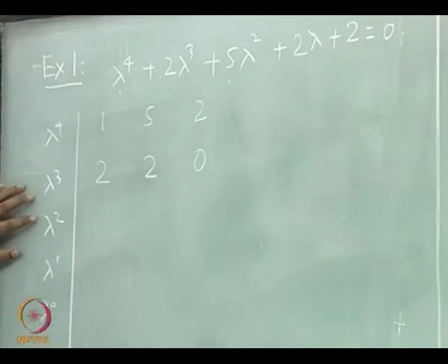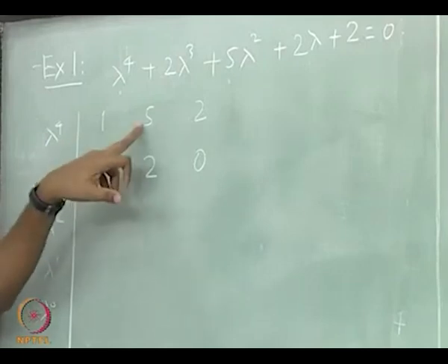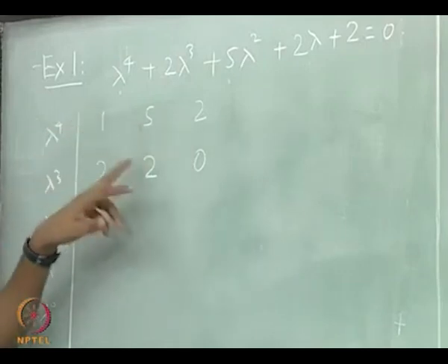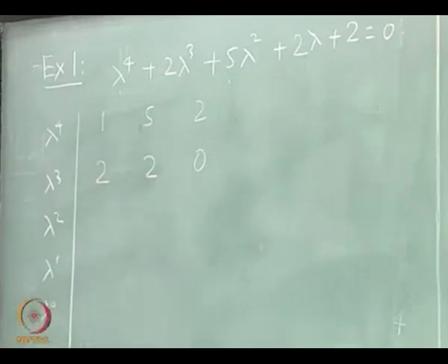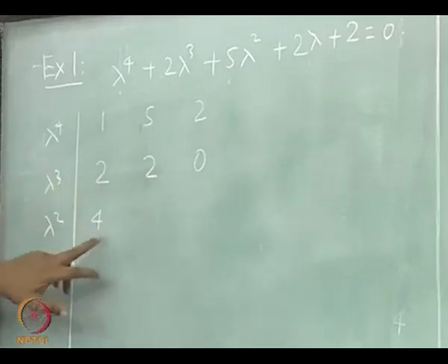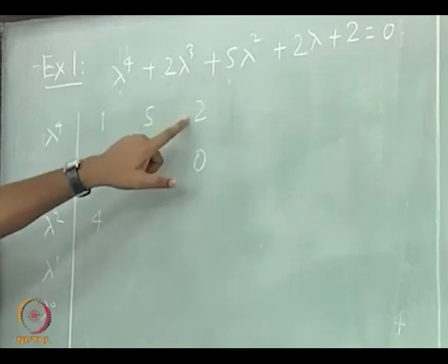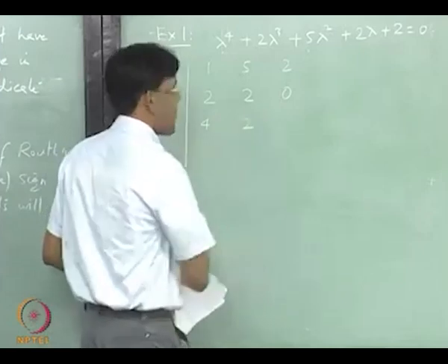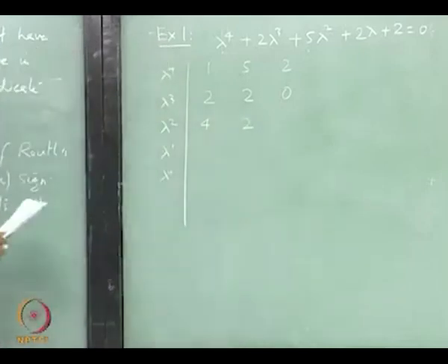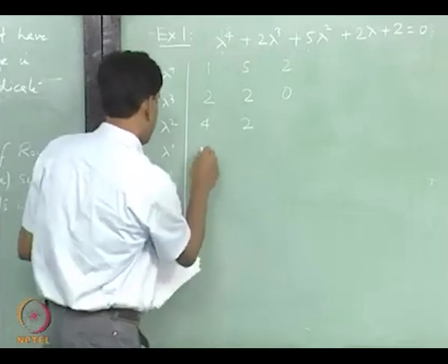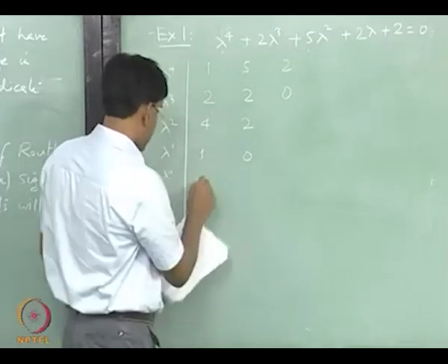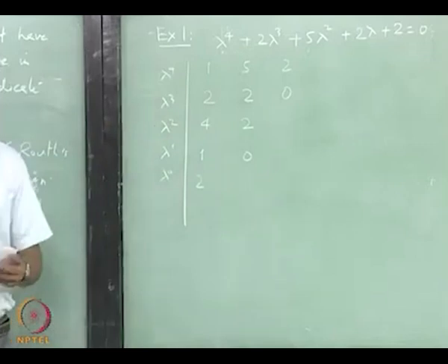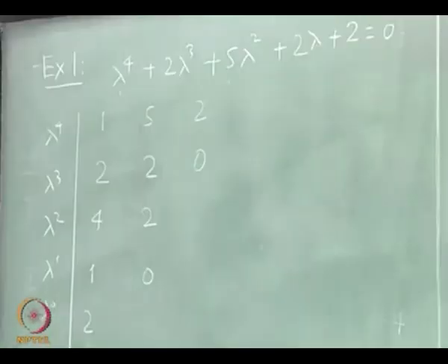Third row, first element 2 into 5, 10 minus 1 into 2, 10 minus 2, 8 over 2, right. So, 4. Second element 2 into 2 minus 1 into 0 divided by 2. So, you have 2 as the second element of the third row, and similarly you can find out the other elements, right.